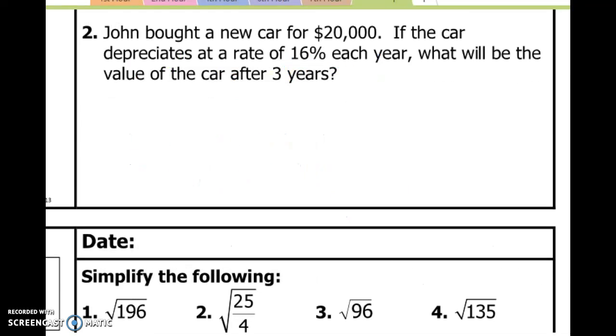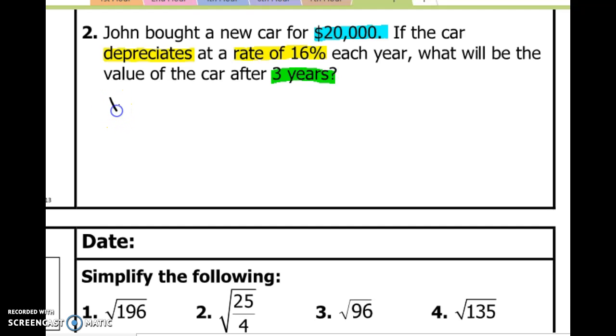So let's take a look at the second question. The second question says John bought a new car for $20,000. If the car depreciates at a rate of 16% each year, what will the value of the car be after 3 years? Keyword there, depreciates. That means it's decaying at a rate of 16%. Other things we can look for, the initial value is $20,000. And our last bit of information, 3 years. Those are the 3 pieces of information we need.